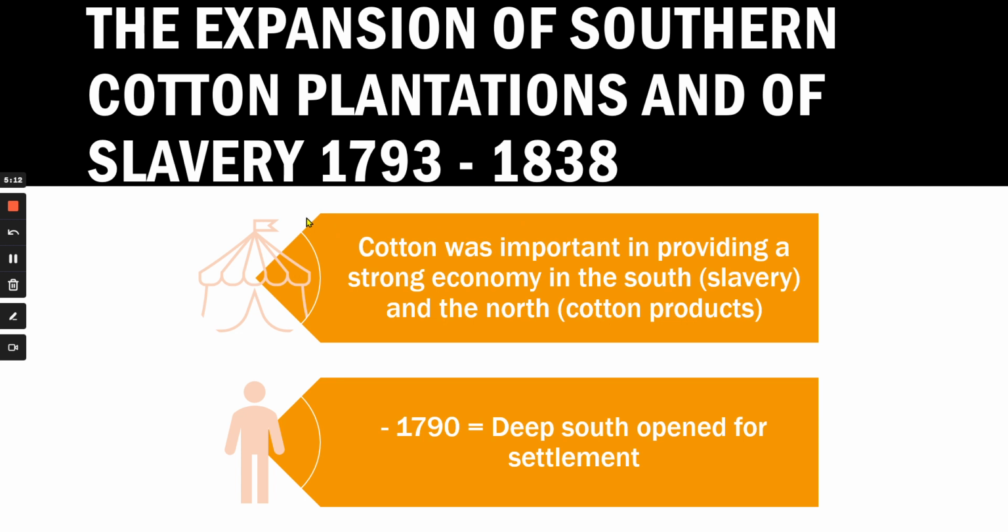One of the most important reasons for why America is so rich today is because of the cotton industry, which provided such a strong economy in both the North and the South, because cotton would be grown in the South through slavery. It would then be exported to the North, where cotton products would be made. As well as this, in 1790, the Deep South, which is an area in the South, was opened up for settlement, which meant that more slaveholders could open up plantations on that land and earn more money.